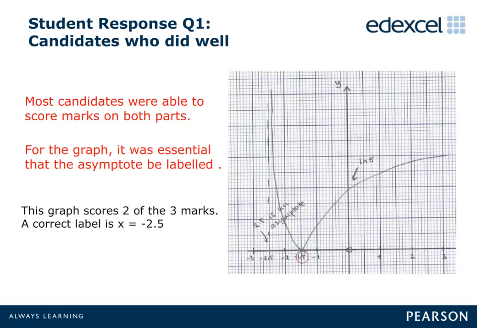Question 1. Most candidates were able to score marks on both parts. However, in some cases the asymptote was not labelled correctly. The graph shown scores only 2 of the 3 available marks.